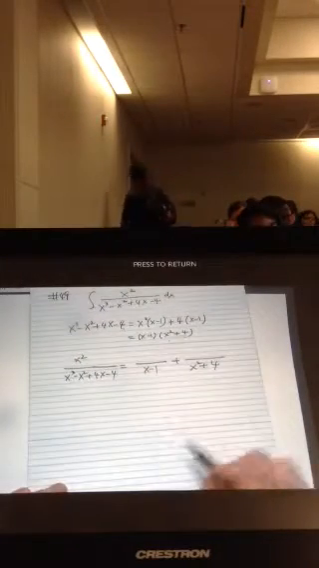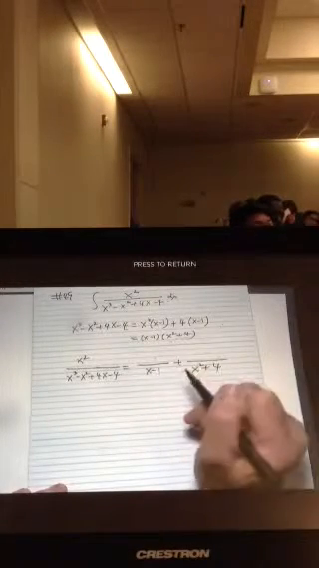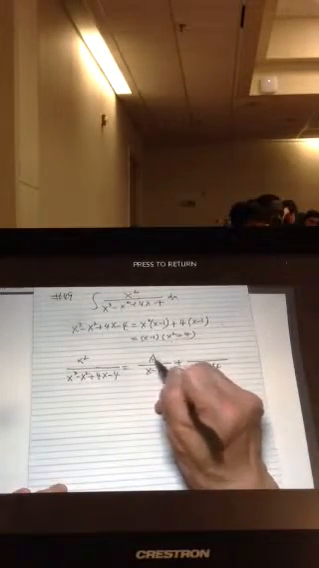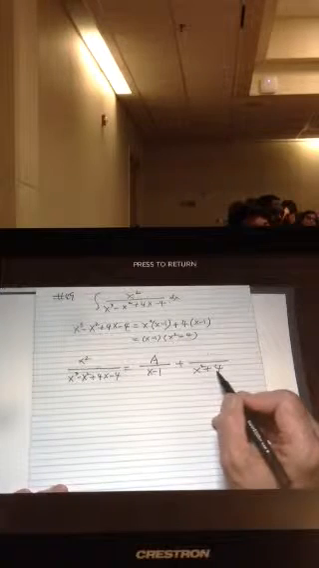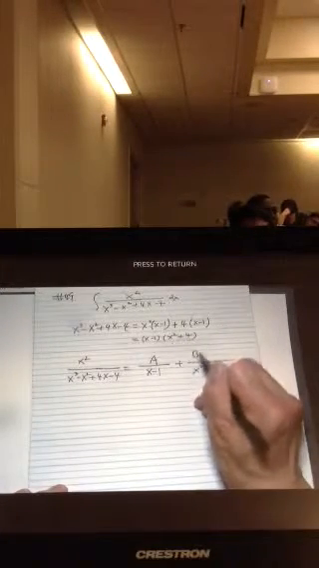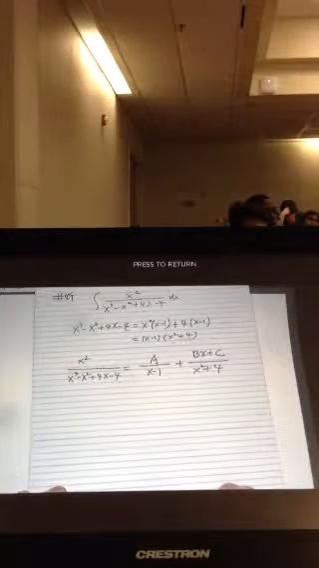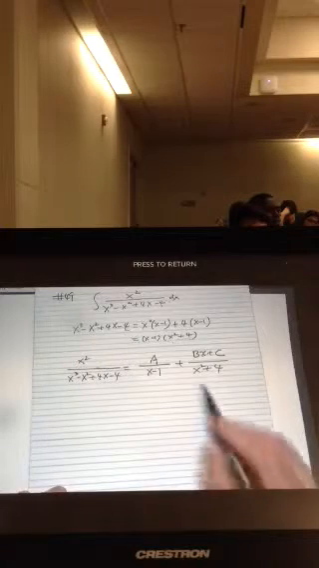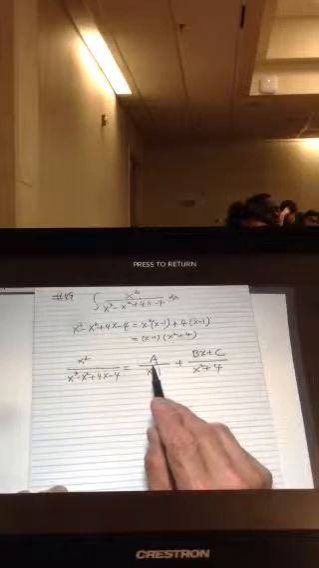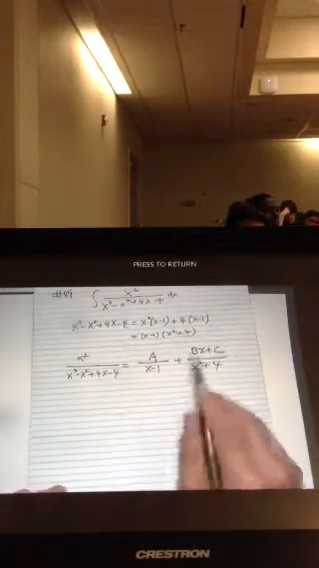Now, the key is what do we put on here? So for x minus 1 it is A. Now for this one, this is a second order polynomial. So you need to put down a first order polynomial here. Okay. So our goal is to find out what A, B, and C are. Alright? So how do I do this?